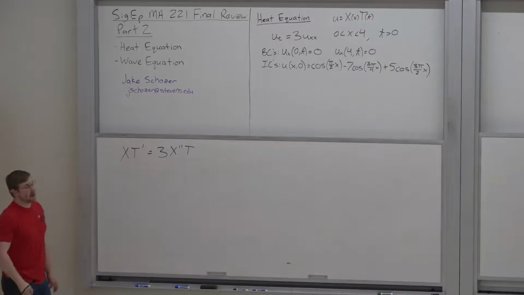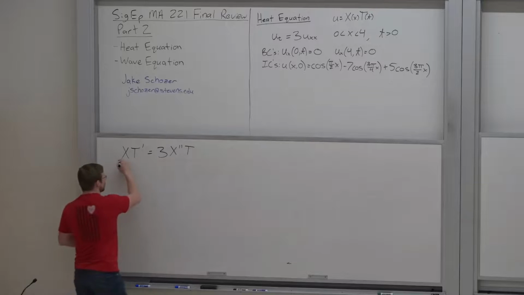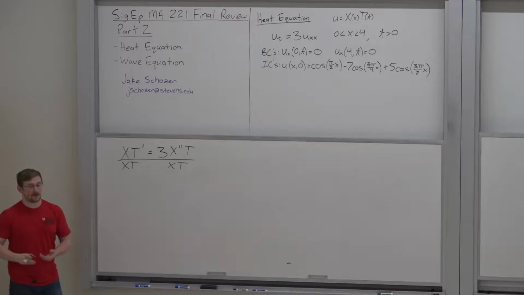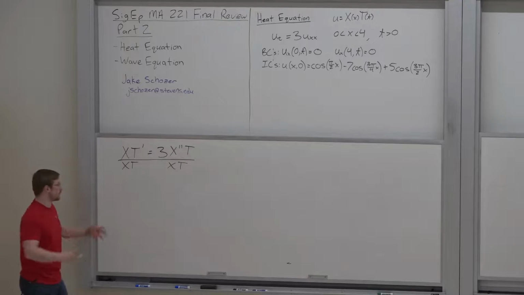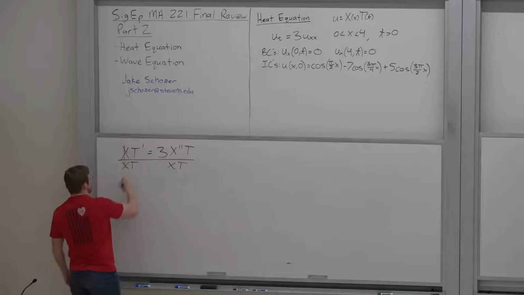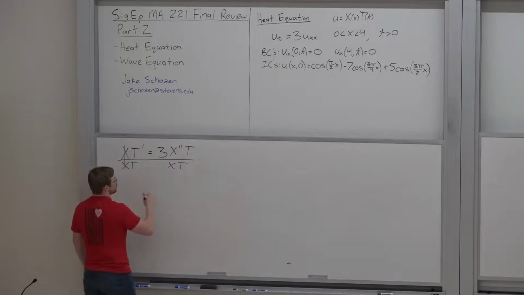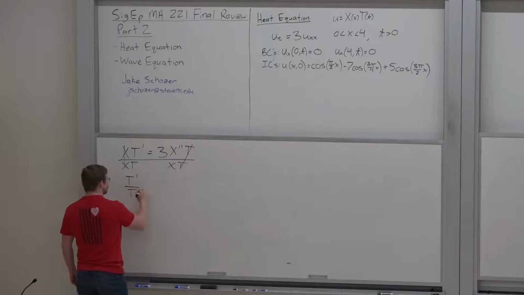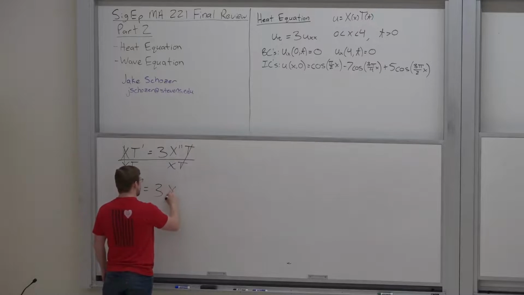Once I have this, I want to divide everything by u. So I divide everything by capital X capital T, with the thought in mind that this is going to get all of one variable on one side, all of the other variable on the other side. And what we see is our x's go away, our t's go away over here. We have T prime over T is equal to 3 times X double prime over X.